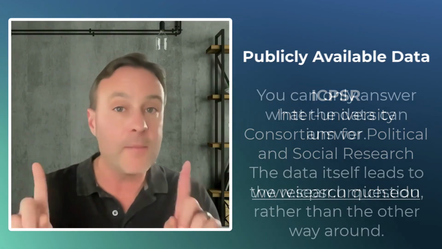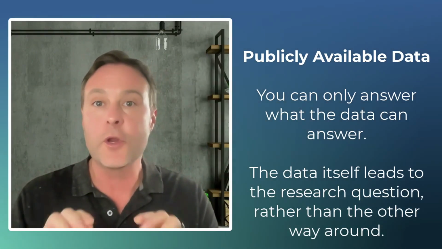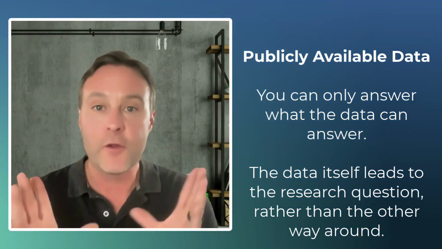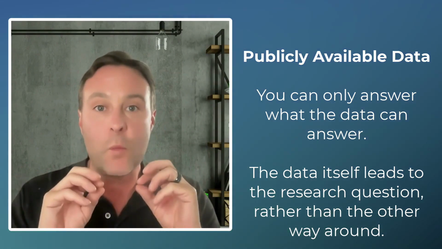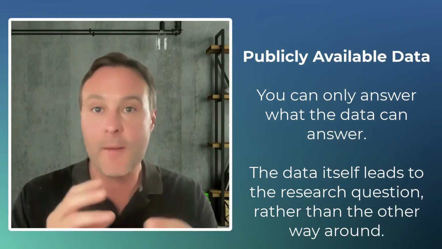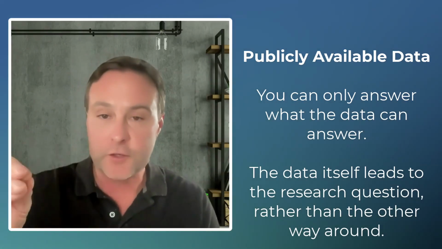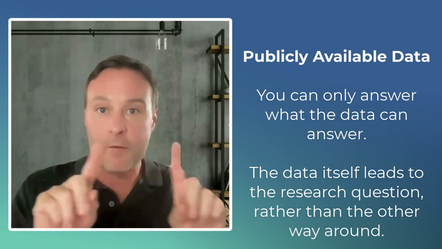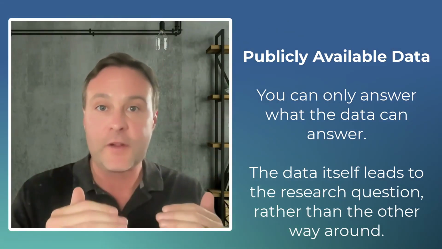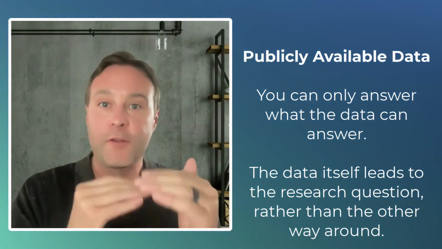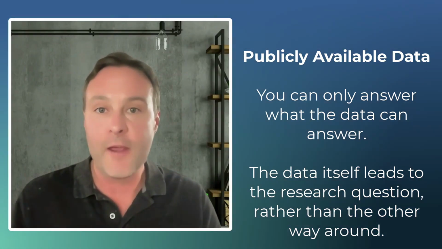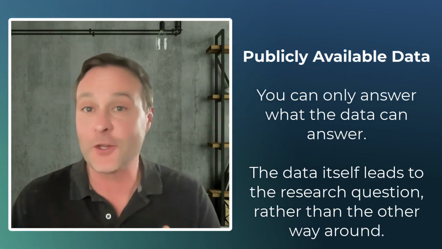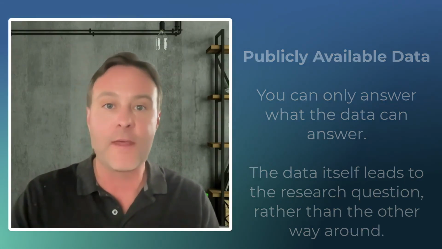But the thing about using publicly available data is you can only answer questions that the data will allow you to answer. So if you're using a publicly available data set, you often need to see what data is available related to your topic of interest, then fashion the research question. Whereas if you're actually designing a survey or an experiment, you start with your research question, then you design the instruments to collect data to answer that question. So you have to sort of reverse engineer it if you're using publicly available data. You see what data is available, then you determine what questions that data can actually answer. So you're kind of working backwards in that sense.